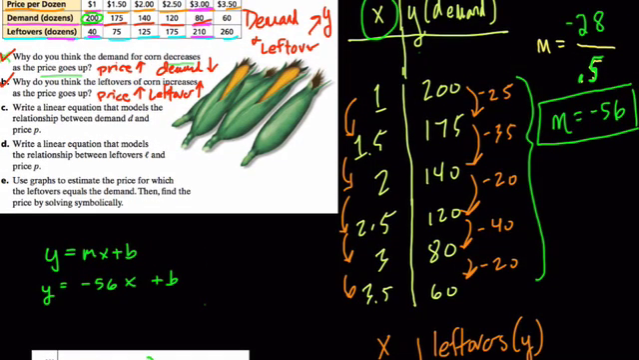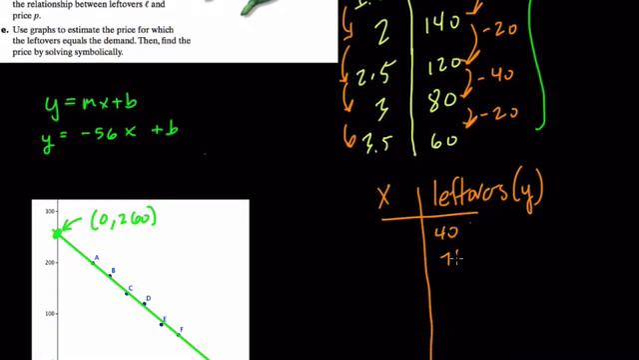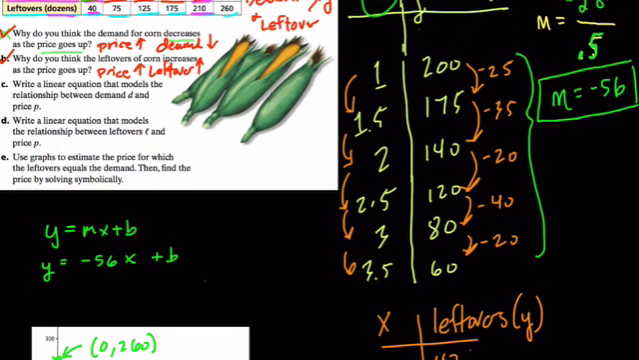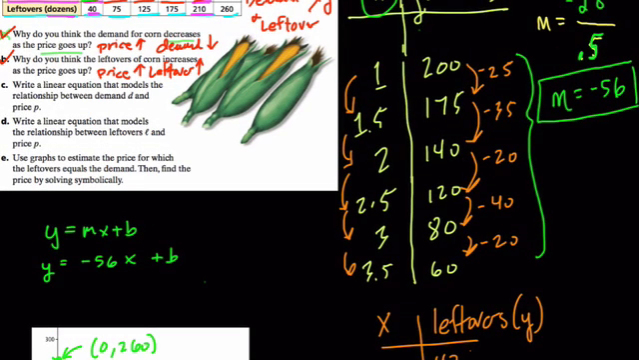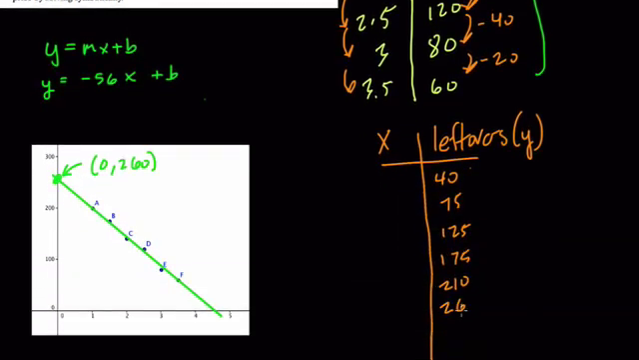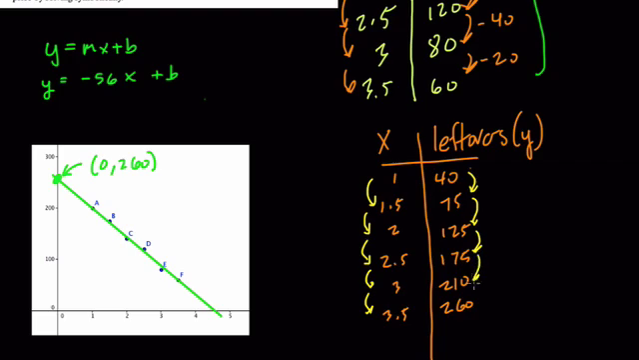So we have 40, 75, 125, 175, 210, and then 260. And I know the prices are 1, 1.5, 2, 2.5, 3, and 3.5. Same idea as before. We don't have a constant increase because we don't know who's showing up. Everyone buys different amounts of corn, has different likes, different amounts of money, but we can average the changes to get a sense of what the slope might be.